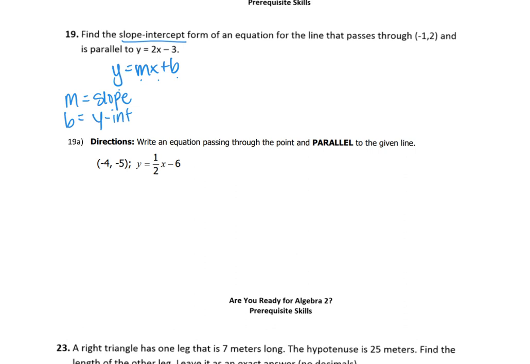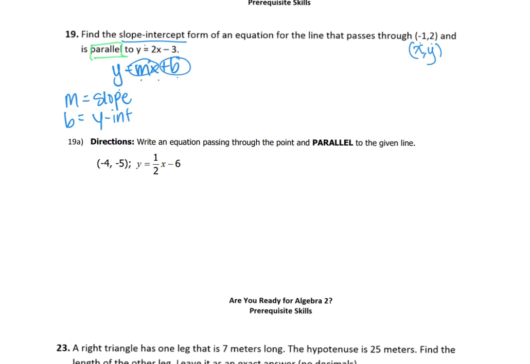So we are being told to find an equation in slope-intercept form, meaning we have y, and we're going to replace m with a number and b with a number. And the equation of our line has to go through -1, 2. That's a point, an x value and a y value. Whenever we write a coordinate, it's always an x value and a y value. And it has to be parallel to the line y equals 2x minus 3.